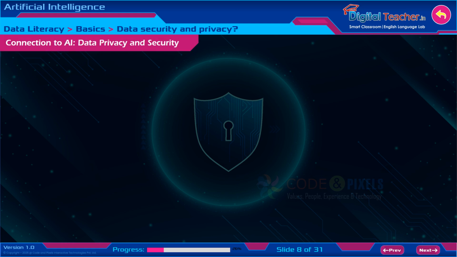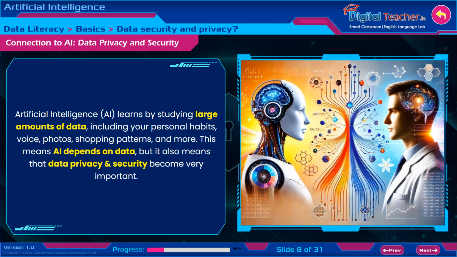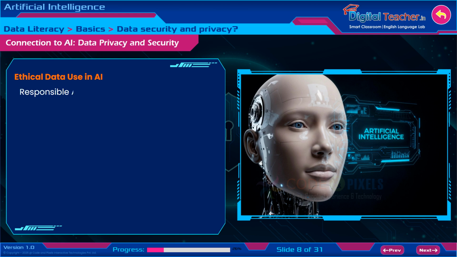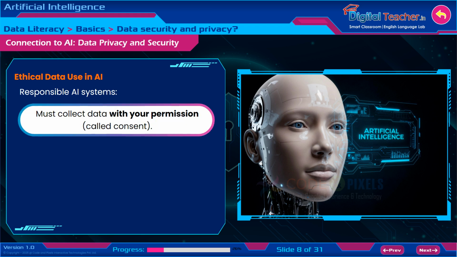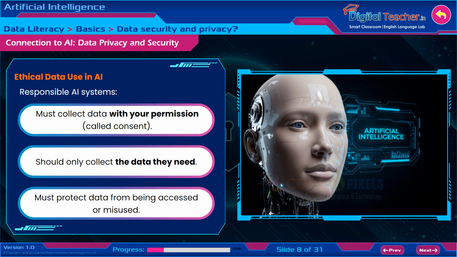Connection to AI, data privacy and security. Artificial intelligence learns by studying large amounts of data, including your personal habits, voice, photos, shopping patterns, and more. This means AI depends on data, but it also means that data privacy and security become very important. Ethical data use in AI. Responsible AI systems must collect data with your permission. Should only collect the data they need. Must protect data from being accessed or misused.